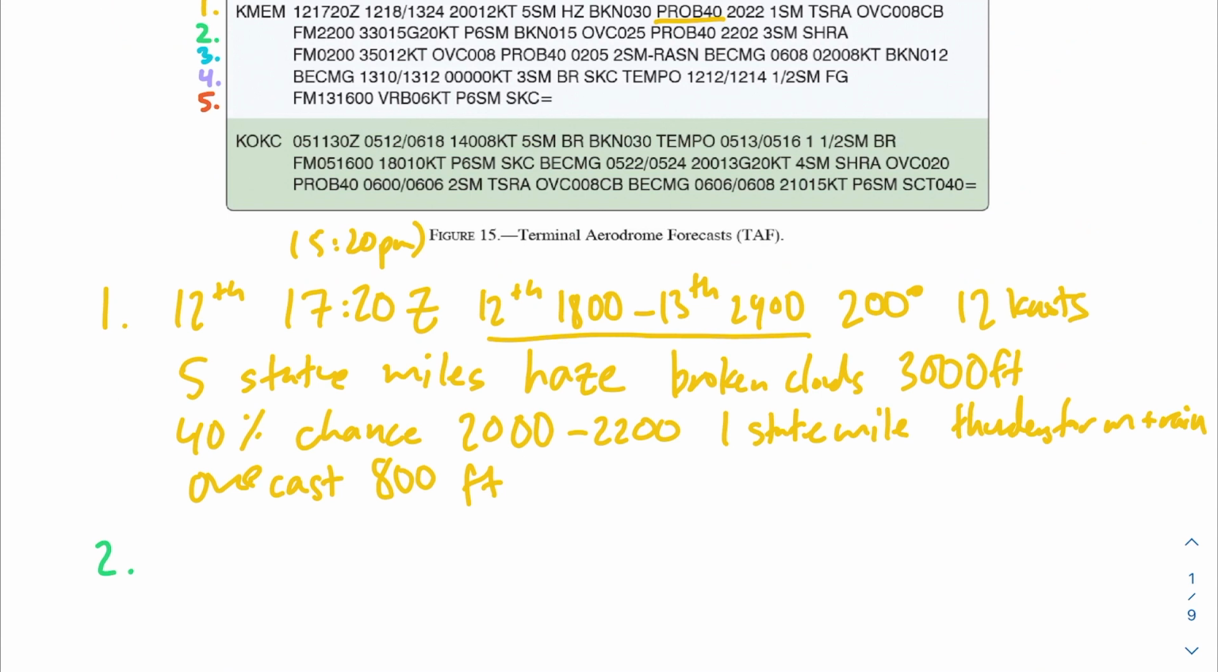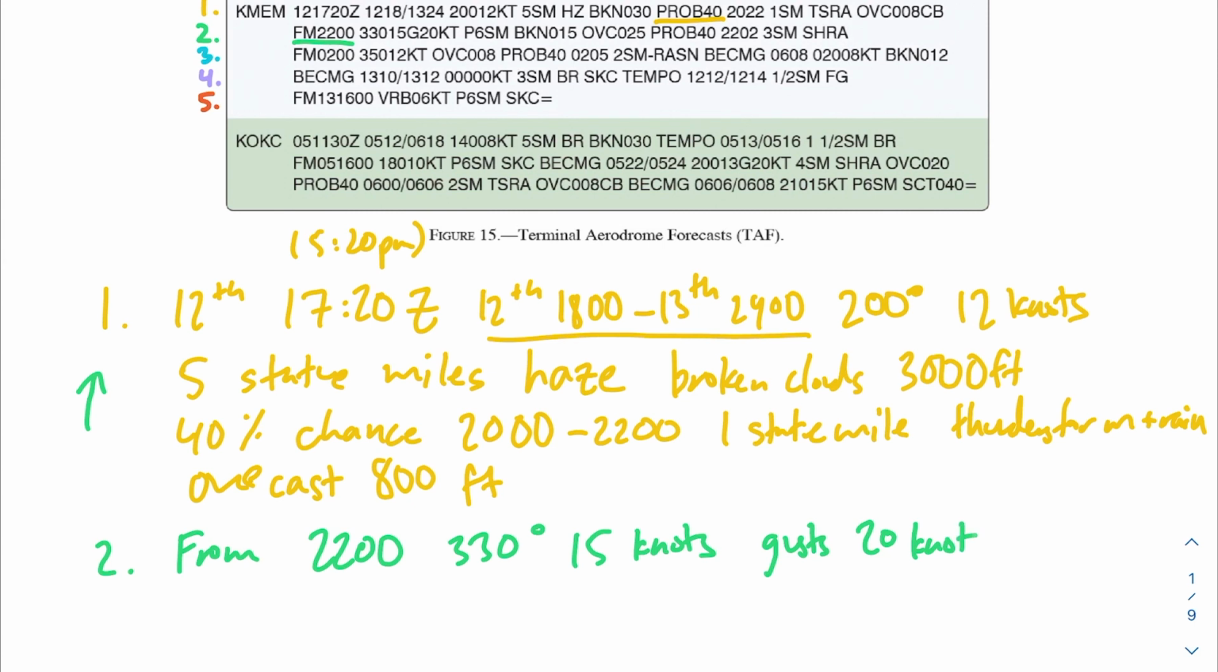Now we have one of these from. So it's saying from 2200, that's 10 p.m. on the 12th. We're gonna have some sort of condition that's different than what was just recorded in that first line, okay? So from 2200, looks like our wind is slightly changing. So now it's at 33 degrees true at 15 knots. And then we have gusts at 20 knots. We have greater than 6 statute miles of visibility.